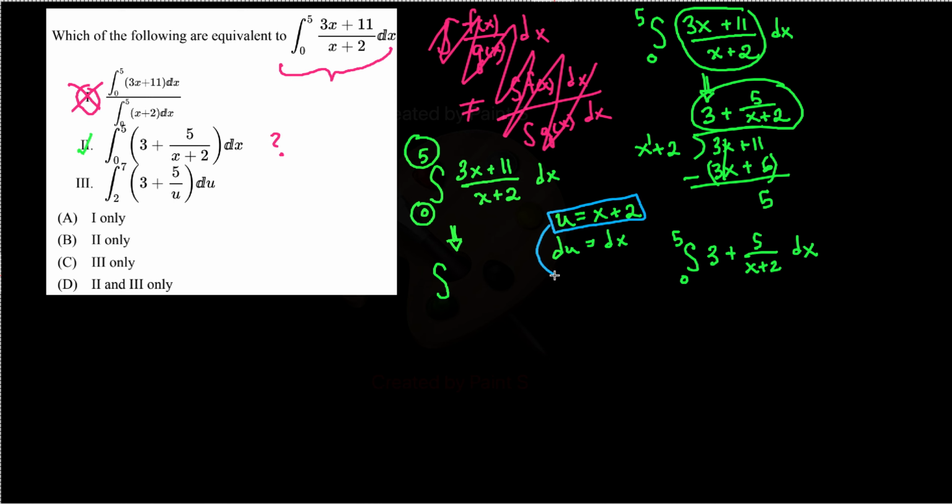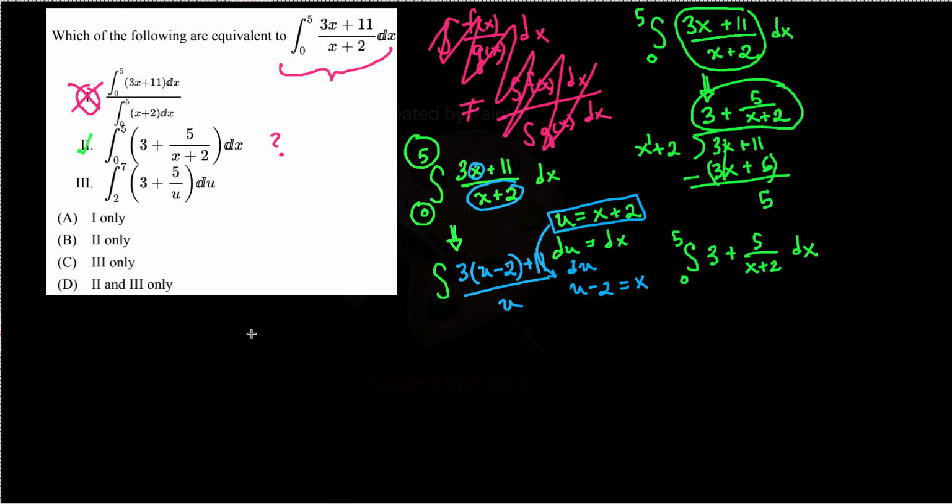But that immediately implies something else. That immediately implies u minus 2 is equal to x. So that means that in this x here, I could write 3 times u minus 2 plus 11 over, instead of writing x plus 2, I can write u, and then du here, because instead of writing dx, I write du.